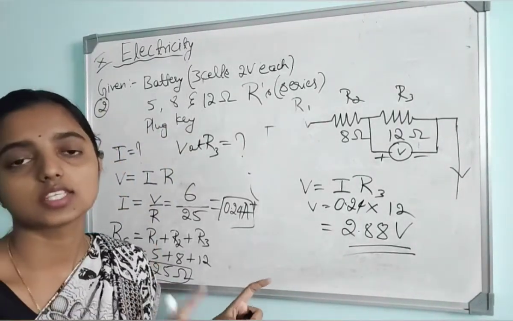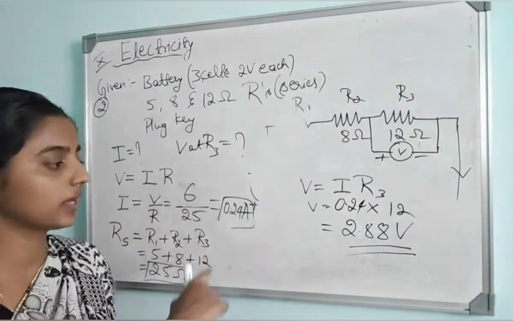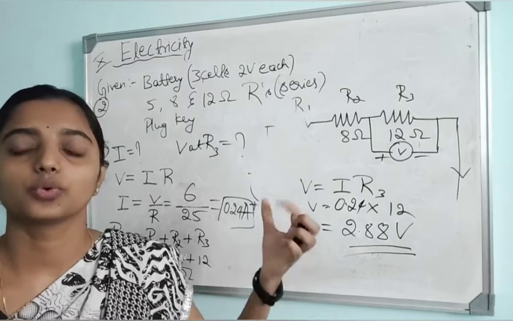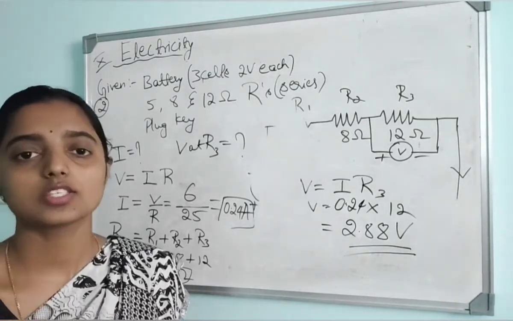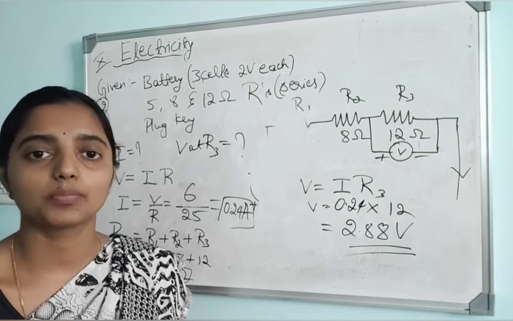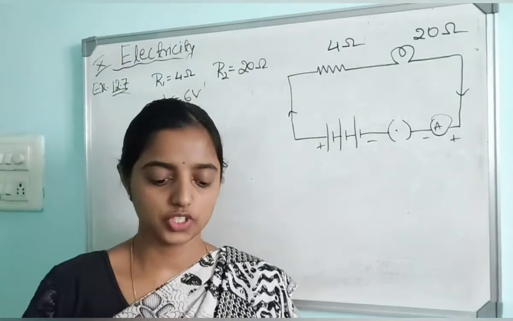So always in series and parallel problems, you need to start from Ohm's law only. Then based on the question, you need to analyze and modify the formulas. So this is the answer for the second question. Now let us move to the next example problem under series. Let's read the next question.